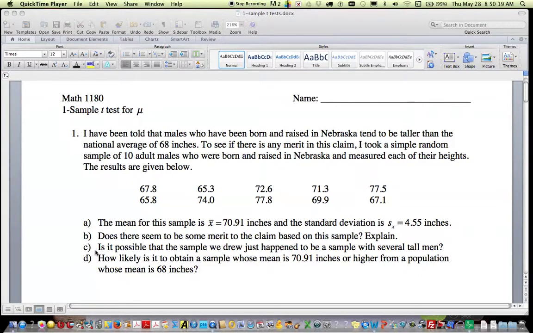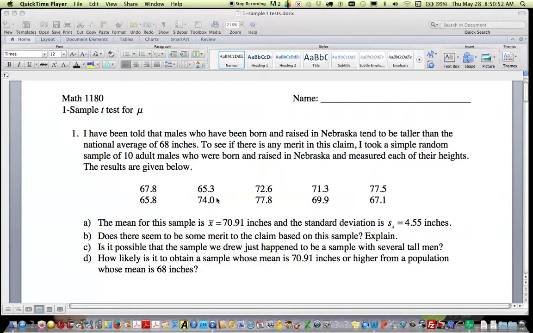Now Part C: is it possible that the sample we drew just happened to have several tall men in it? And the answer is yes. Is it likely that this is just a weird sample that we got? This guy is 6'5", almost 6'6", this guy's 6'5" also, this guy's about 6'2", and this guy here is 6 foot. Is it possible that we just happened to get a sample that had several tall guys in it? And the answer is yes, it could have just happened that way.